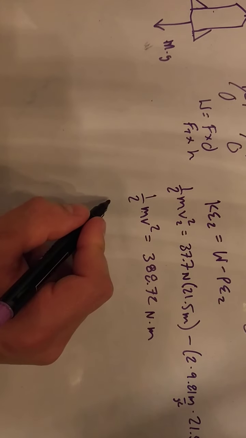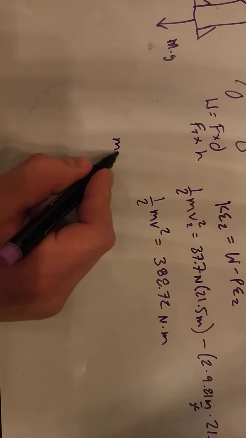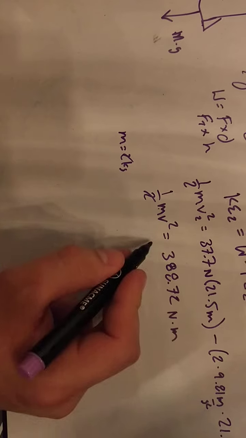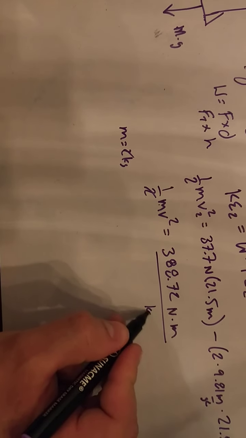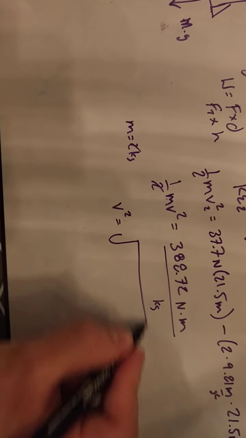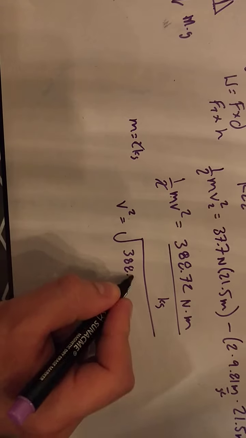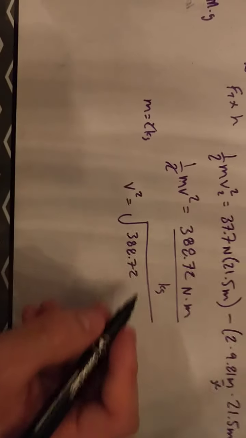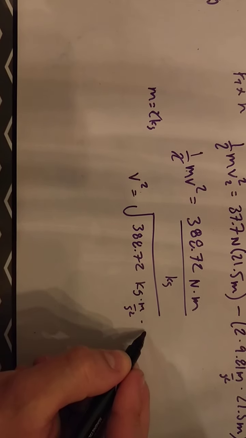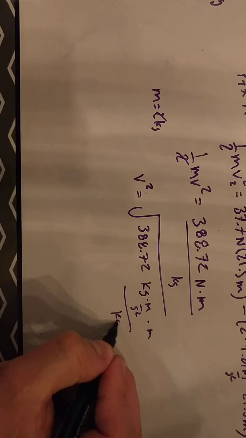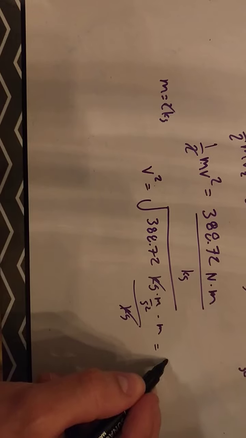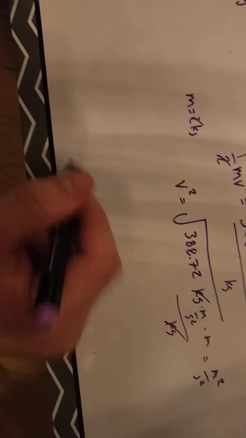Now that is just 2 kilograms, right? Mass is equal to 2 kg. So that 2 and that 2 can cancel out, and we can just divide this by a kg term. So v squared is equal to 388.72, and then we take the square root. Let's see if our units check out. Meter per second squared times meter per kilogram. And that's going to create meters squared over seconds squared. Yep.